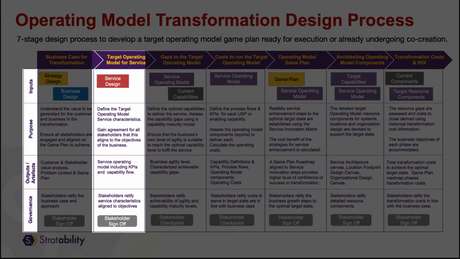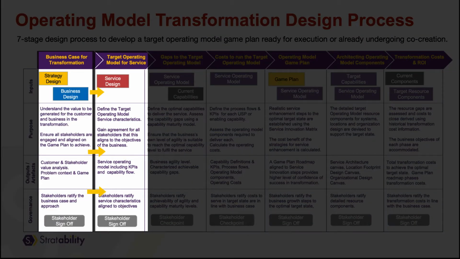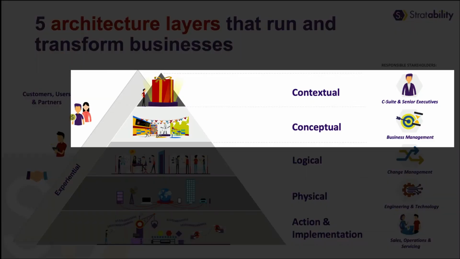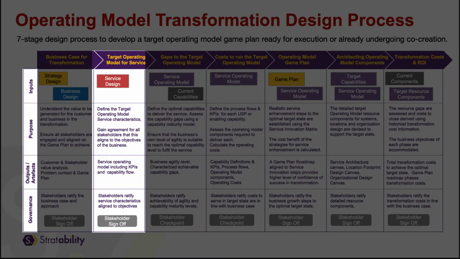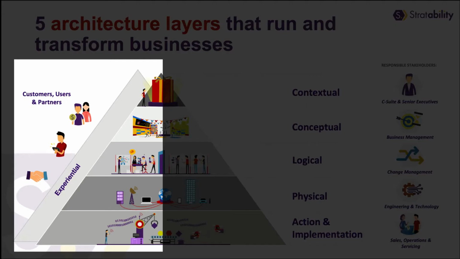In Stage 2 and Module 2, you'll dive into defining the characteristics of the target operating model for a service. And the purpose here is to ensure that these characteristics in the target operating model deliver on what the different stakeholders want in the business objectives from Stage 1, and covering the contextual and conceptual viewpoints, while also being aligned to the target service that should be delivering the experiences that meet or exceed the expectations of customers, users, and partners in the experiential layer.